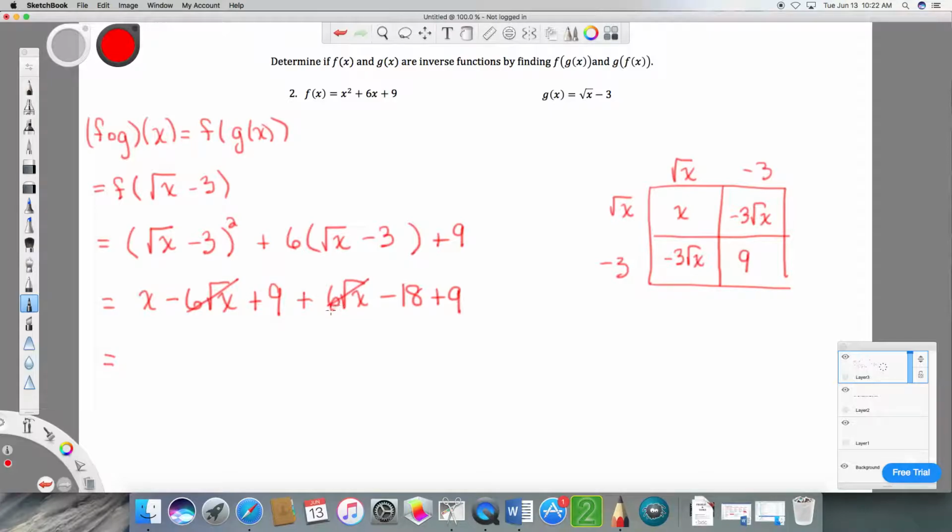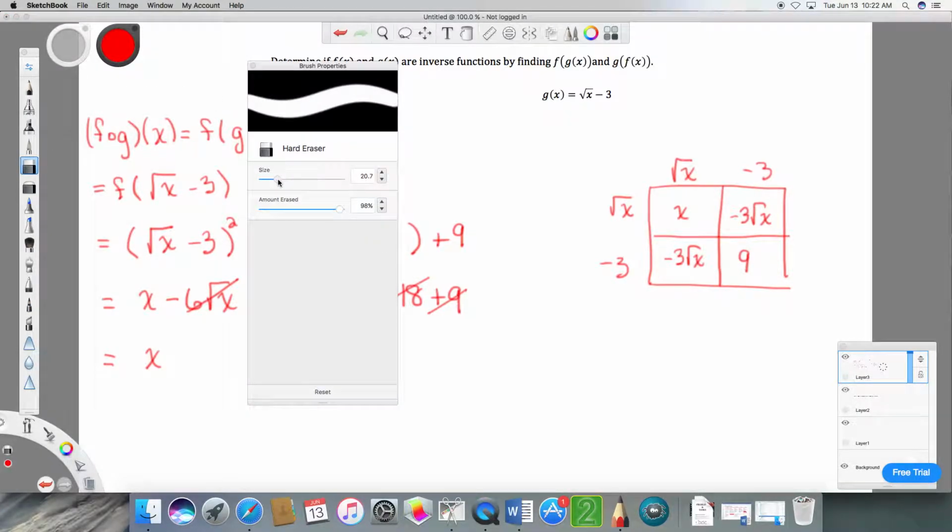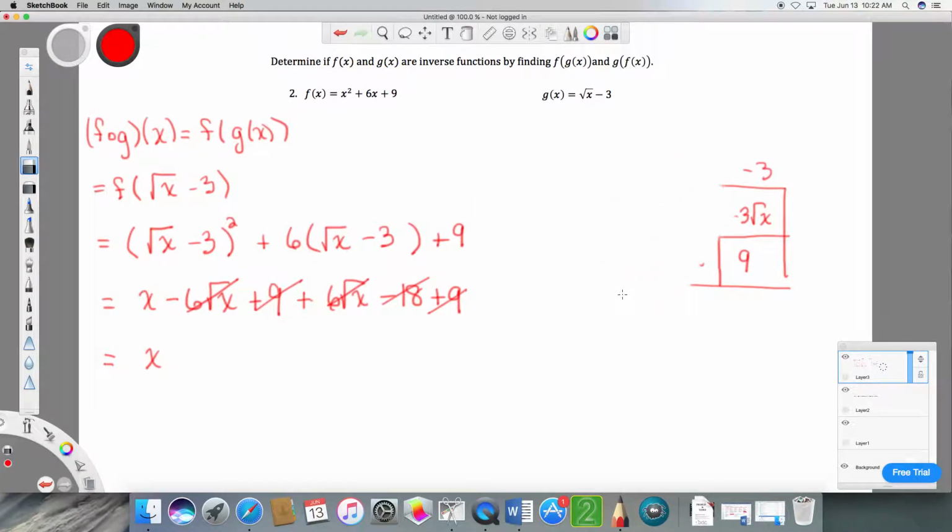So now we can combine like terms. We have these terms that cancel each other. And 9 plus 9 is 18, and that cancels with that minus 18. So we do just get x. But we're not ready yet to say that these two functions are inverses of each other until we calculate the function composition the other way.